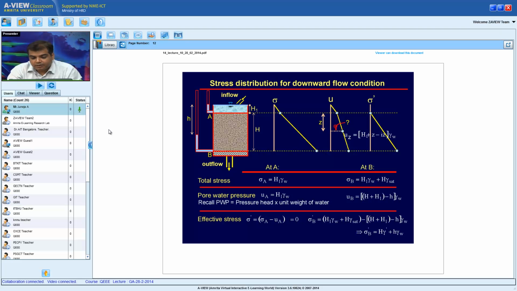If I look at any level, I get H1 plus Z, that's the no flow, minus H times gamma W. And instead of H, I have written hydraulic gradient, which is small h divided by the length over which the soil flows. That's small h over capital H times the Z, which is the depth.